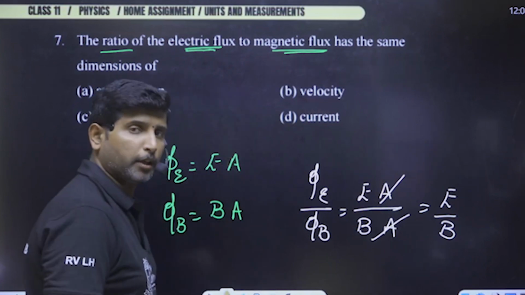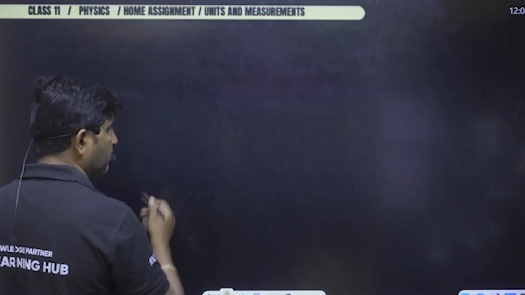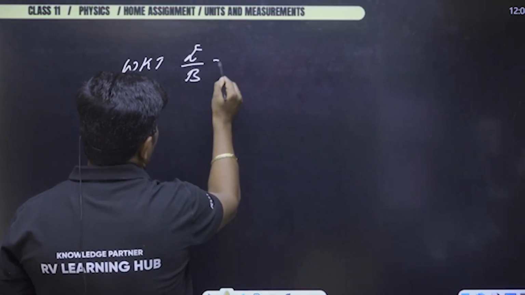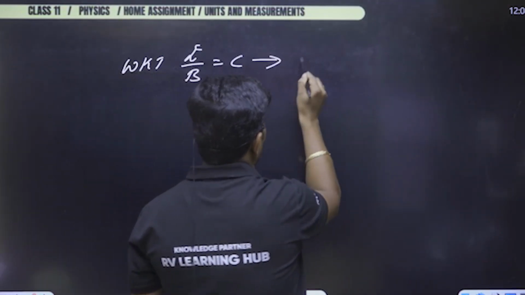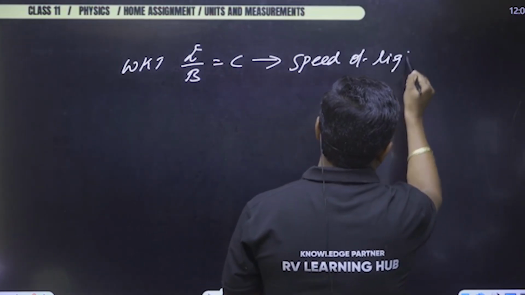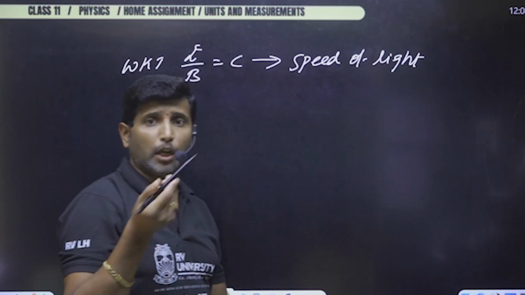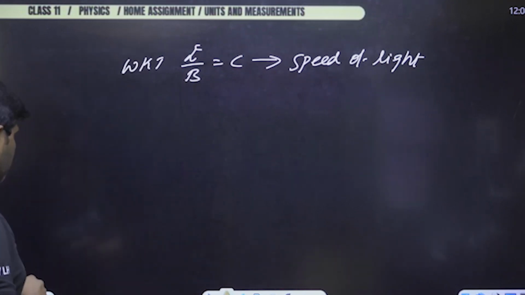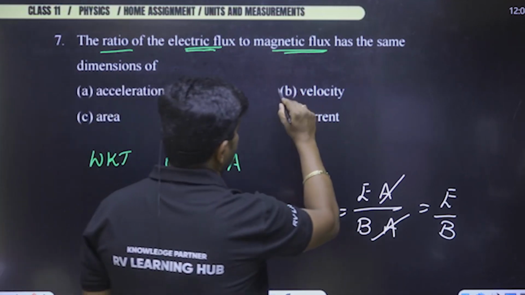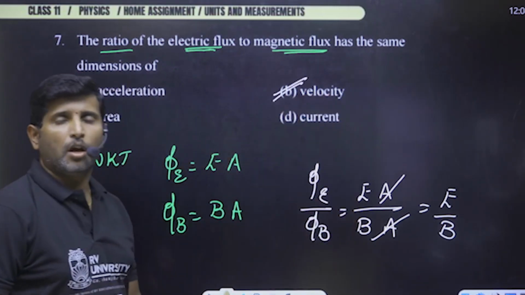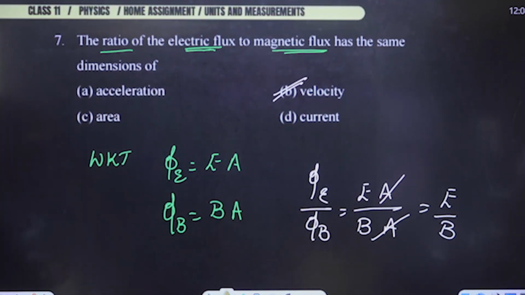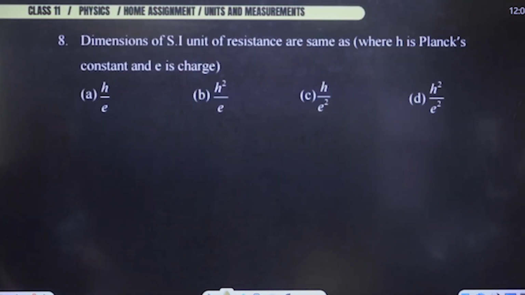Therefore, what is E by B? We know that the ratio of electric field to the magnetic field is the speed of light, or the speed of the electromagnetic wave also. Therefore, E by B will represent the velocity. Hence, we can select option B as the right answer. Option B is the right answer. So, similarly, we can go through the next question. What are they saying to us?